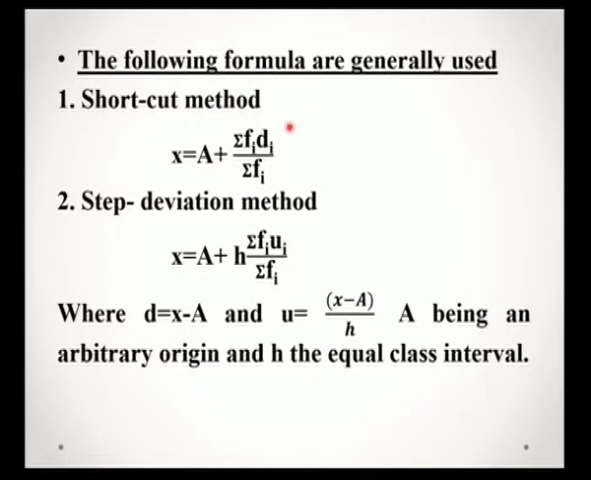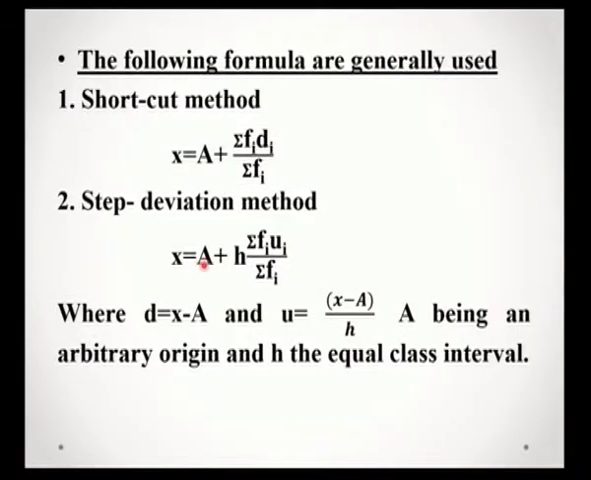So, this is the formula to calculate arithmetic mean in shortcut method. The next method is step deviation method. In step deviation method, arithmetic mean x is equal to a plus h into summation of fi into ui over summation of fi, where this h is the class interval in this case. In the shortcut method, that class interval does not appear, but here in step deviation method class interval appears.